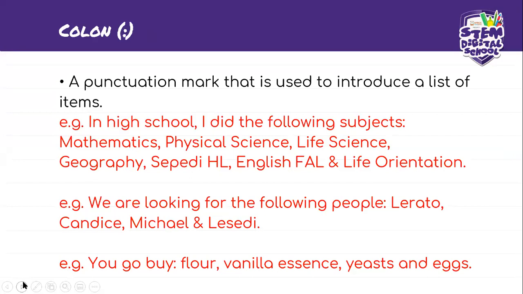Can I see you write the colon in the chat? Let's see you write a colon in the chat. Remember, a colon is two dots, or two full stops, one at the top and the other one below it. So that is a colon. Thank you so much, everyone. I see a bunch of colons in the chat. Thank you.